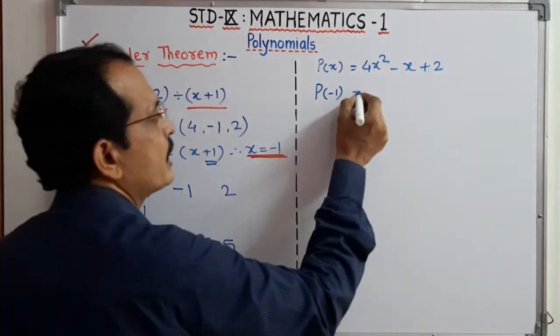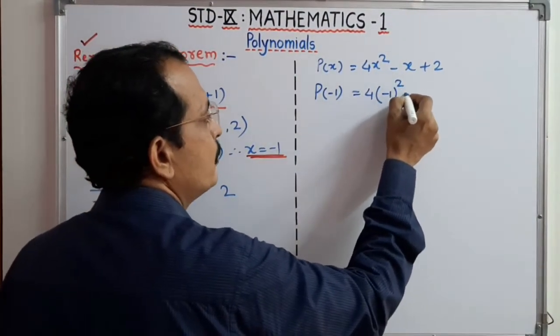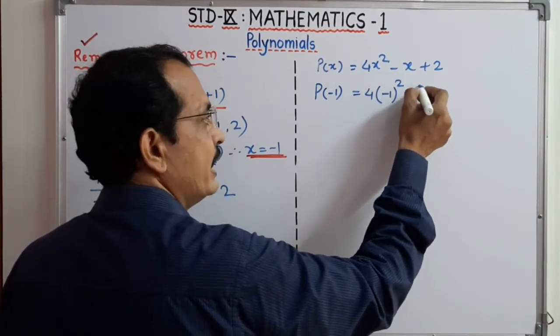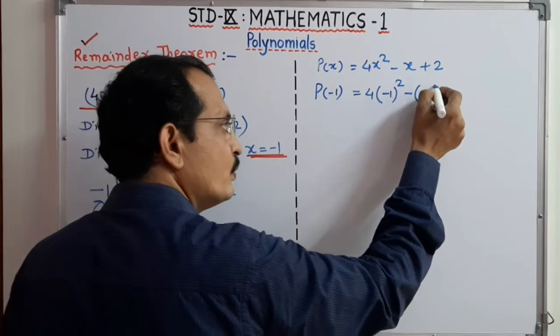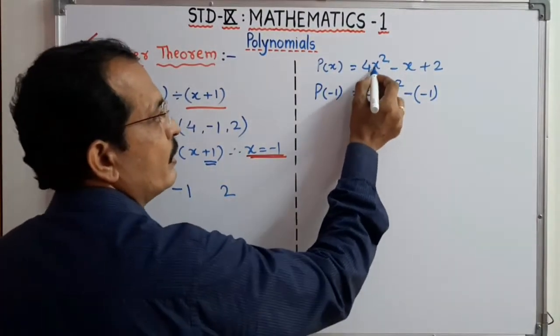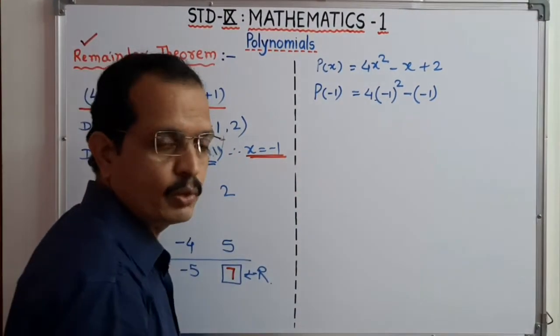And therefore we can write here 4 into (minus 1) square minus, be careful dear students, here this is the minus sign, and in the bracket we have to write the value of x, which is minus 1. Remember, the value of x is minus 1, therefore we put it in a bracket and make the whole bracket square.